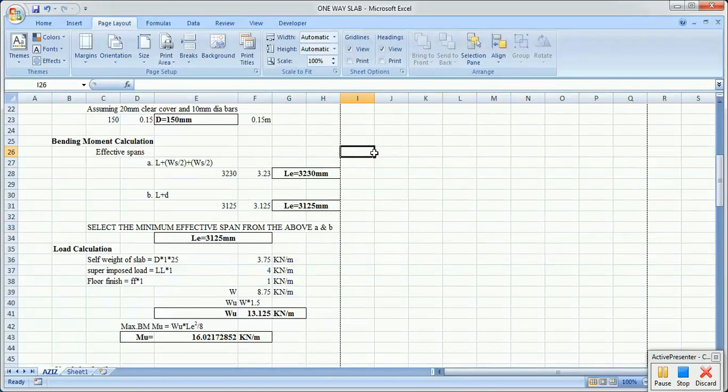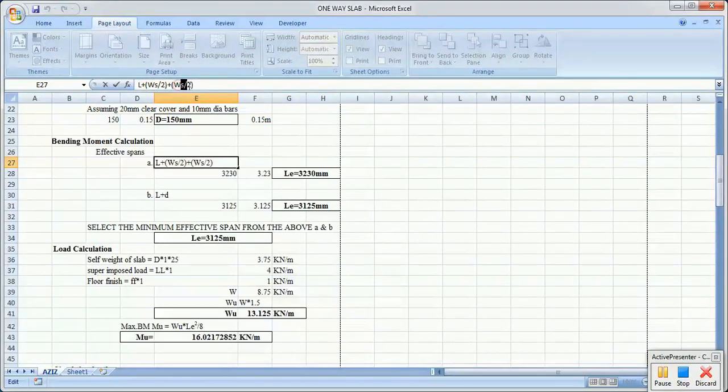So again you type here effective span. The effective span is L, the supporting wall thickness divided by 2 plus supporting wall divided by 2. There are two criteria for the calculation of effective span or the effective length. So that is L plus, that is center to center between the walls. Okay, so that is L plus half of wall thickness plus half of wall thickness. You can see here it is L plus half of wall thickness plus again half of wall thickness.